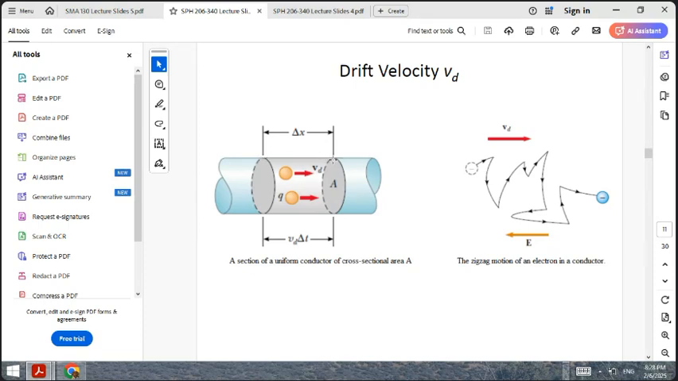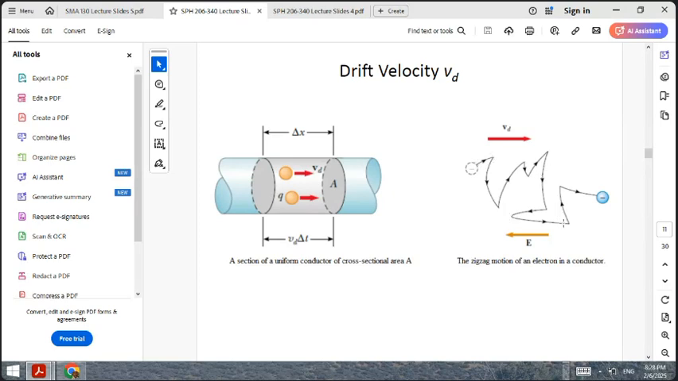So we are looking at a material and we pick a small part, which we call a small length of that material, which we are calling delta x. So if a charge crosses this area, it will have crossed a distance delta x. So we are looking at just one charge, one particle whose charge is q. So it is crossing from this side to this side. And what is the distance it travels? It is v delta t.